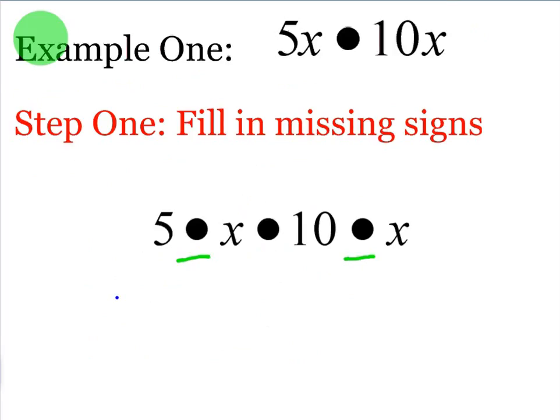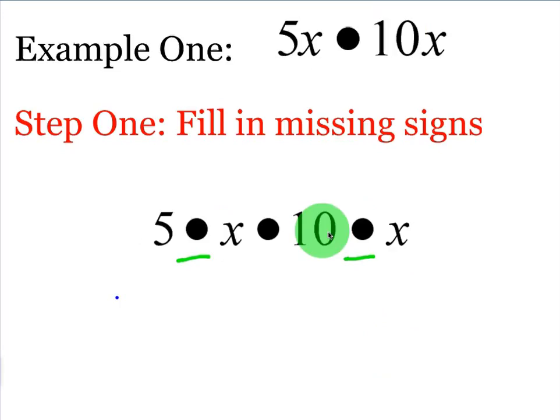Let's go ahead and take a look at the first example. 5x times 10x. What I want you to do first, and you do this at first, eventually it'll just become really easy. This helps a lot of students when they're first working these problems out. Just put a multiplication sign between every single component, because 5x is the same as 5 times x. We talked about that. 10x is the same as 10 times x. Again, once you get going with these things, you don't have to do this every time.